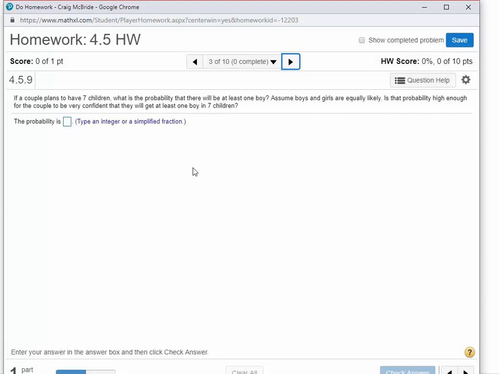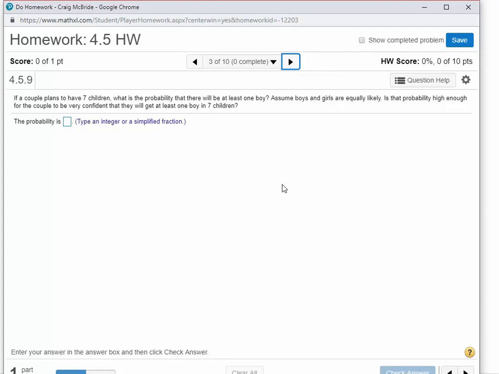A couple plans to have 7 children. What's the probability that there will be at least one boy? Girls and boys are equally likely. So it's pretty easy because if we want at least one boy, the complement is no boys. So that's 7 all girls, right? And they're equally likely. So you're going to have 7 dashes, 1/2 in each dash because it's a 50-50 chance of getting a girl. So basically 7 girls in a row is 1/2, 1/2, 1/2, so 1/2 seven times. And then the complement is going to be 1 minus that.